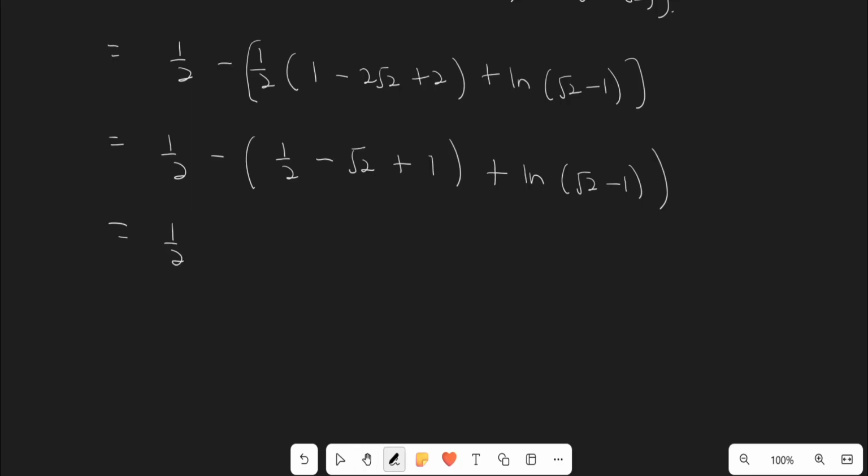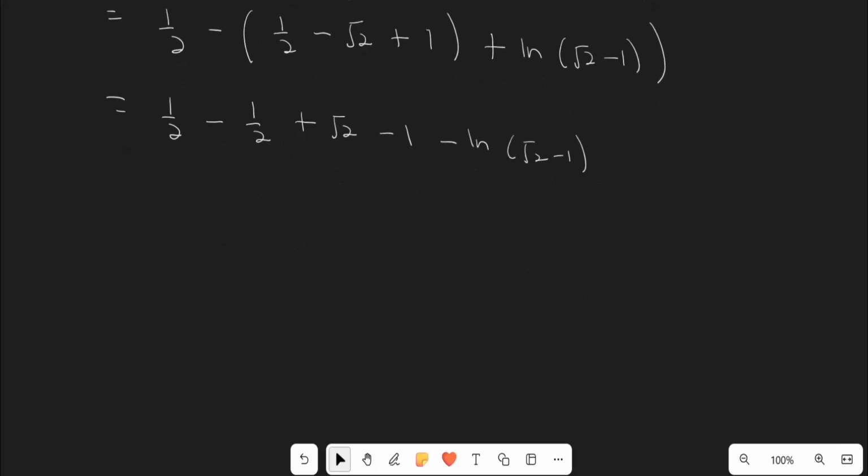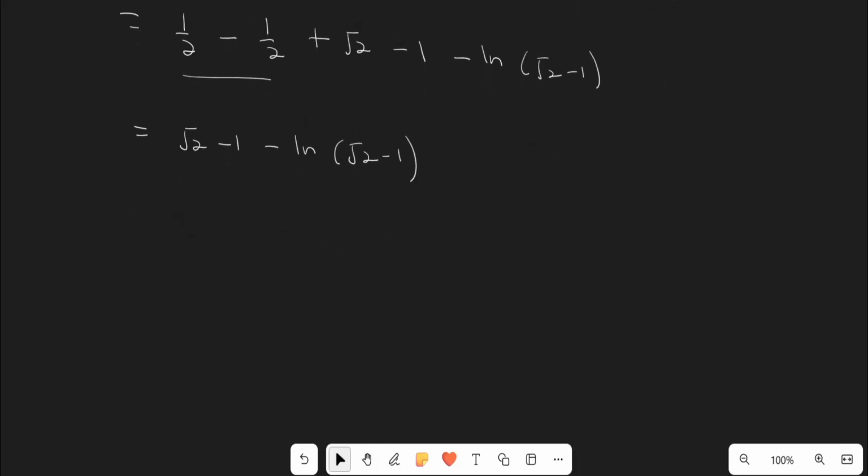So we have 1/2 minus 1/2 plus square root of 2 minus 1 minus the ln of the square root of 2 minus 1. And this cancels out, and we are left with the square root of 2 minus 1 minus the ln of the square root of 2 minus 1. This is not the answer MIT gave. So if you want to get the answer MIT gave, we are going to do some simple manipulations here.